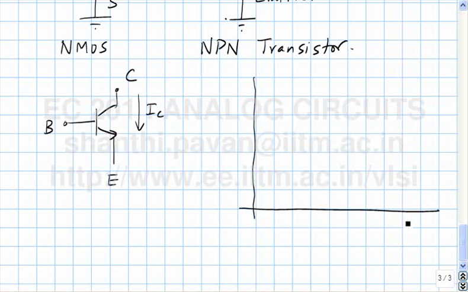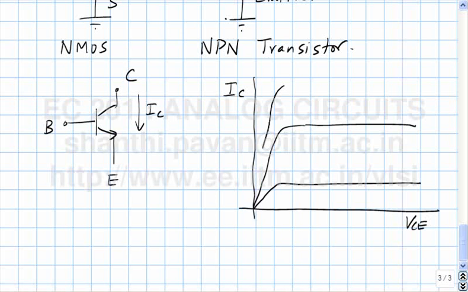If I plot VCE on the x-axis and IC on the y-axis, this is exactly what we did for the MOS case also. Okay, we plotted VDS on the x-axis and ID on the y-axis. Just the terminal names have changed, so the letters here must change. The characteristics, not surprisingly, look very similar. And these curves got to be for different values of VBE.